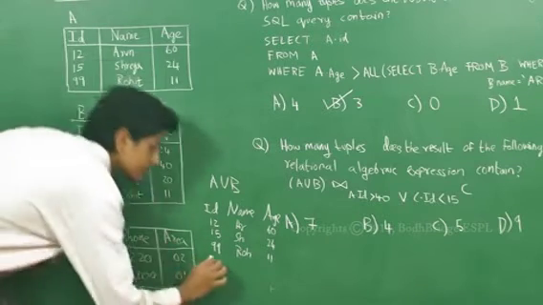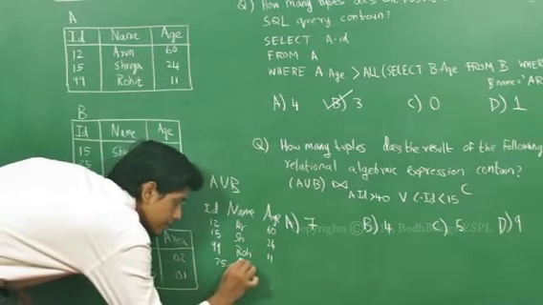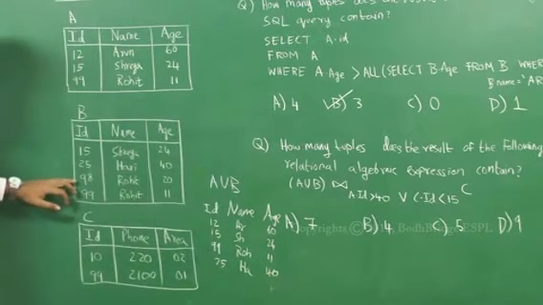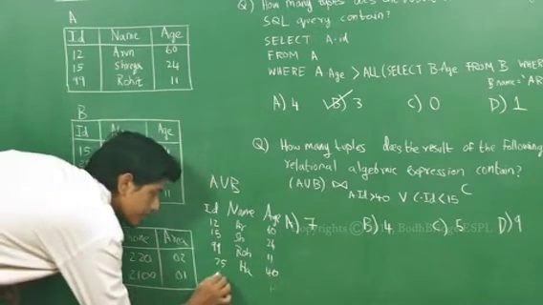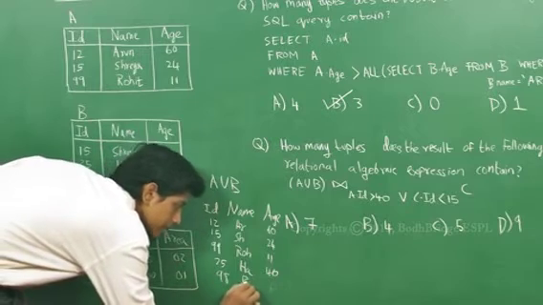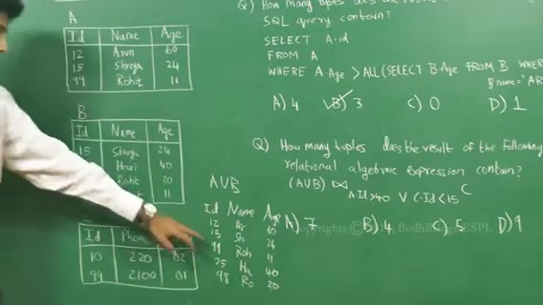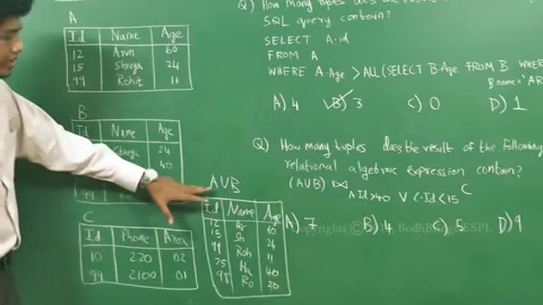25, Hari, 40. Next is 98, Rohit, 20. Rohit 11 is already there. Now we have the table A union B.